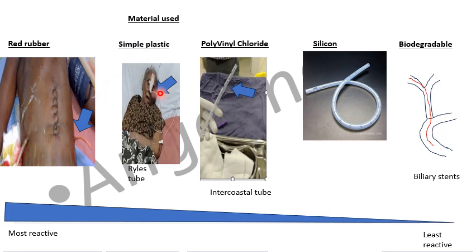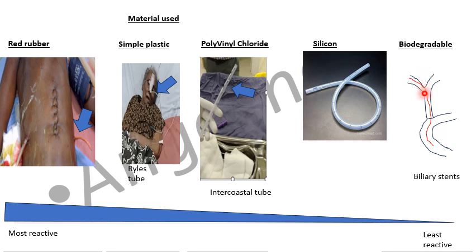Coming to a simple plastic, a Rice tube is also a type of drainage and it is made of simple plastic. Let's look at polyvinyl chloride, that is your intercostal tube. I don't have a silicone tube in my personal collection, or could not find it. The latest is the biodegradable drains.